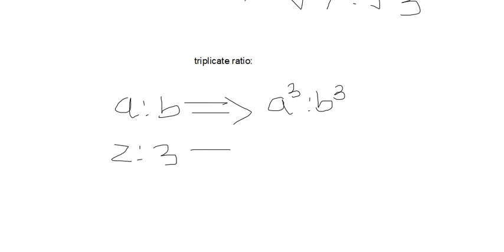How many times? 3 times the base number. 2 into 2 into 2, which I got 8, is to 9, I mean 3 cube. 3 cube means 3 3s are 9, 9 3s are 27. So my final answer is this. I hope you understood this, guys. Triplicate ratio means a cube is to b cube.